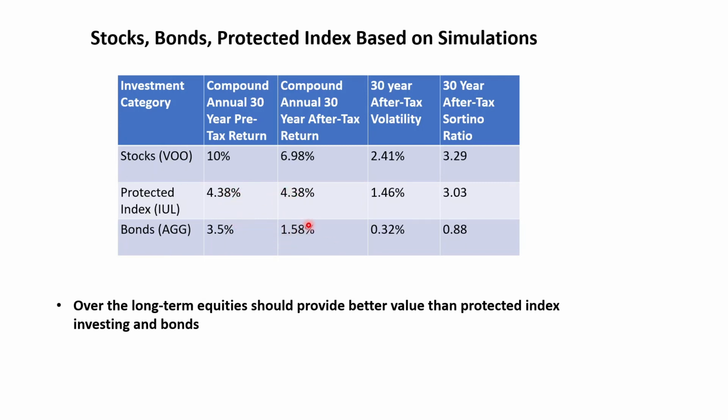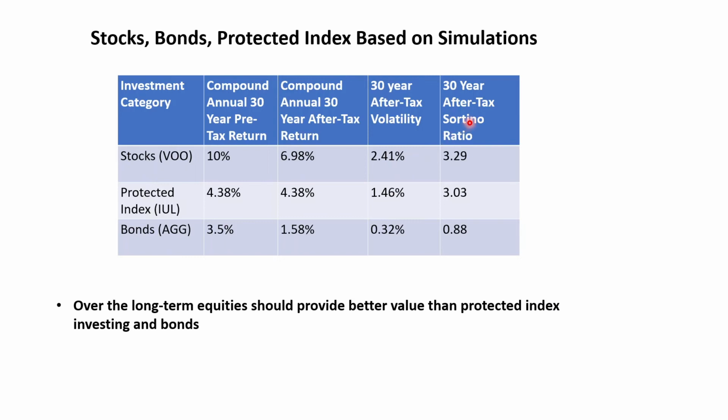With bonds, again, you're not really making a whole lot on an after-tax basis. When we look at the 30-year after-tax volatility, after 30 years the volatility is lowest, obviously, for bonds. It's going to be within a mean of 1.58%. So bonds have the lowest volatility, but protected index returns are not as low as bonds, though lower than the equity market.